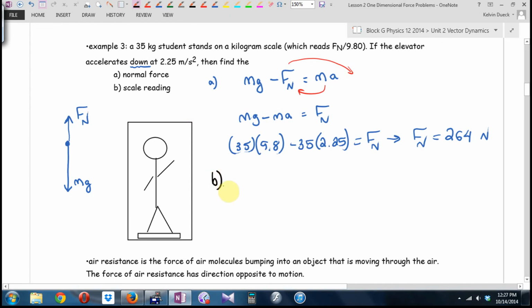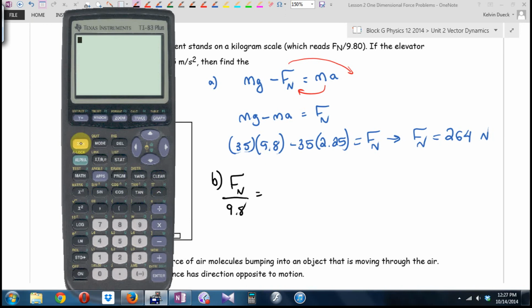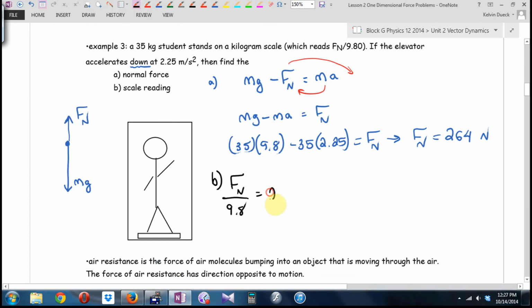B says, find the scale reading. How much would this person feel like they weighed? Normally they weigh 35 kilograms. How do I change a force into kilograms? What's the conversion factor? Okay, so I'm going to go normal force divided by 9.8, and I still have that on my calculator. Thought I did. Clear. Divided by 9.8. This person would feel like they weighed 27 kilograms. 26.96, so 27.0 if you want to go to 3 sig figs. They'd feel lighter. Okay.